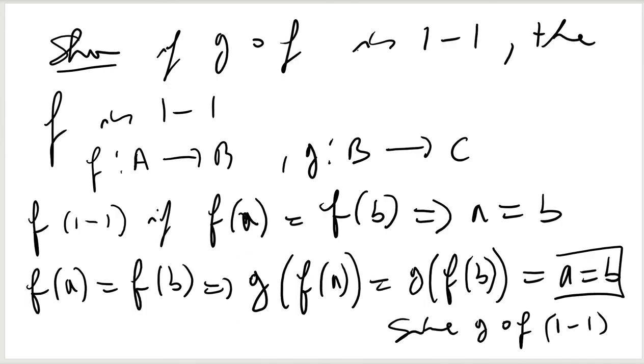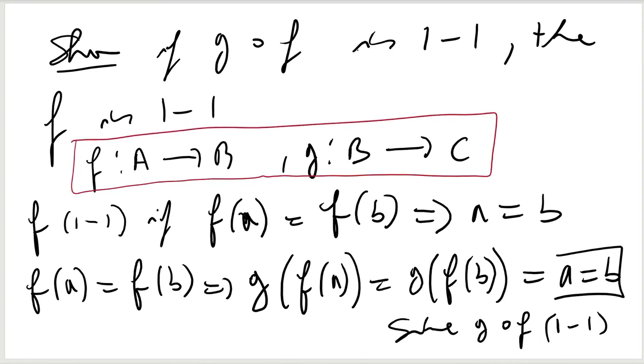Now another example of the composite of functions, where we deal with the one-to-one function. Let's say we have a function f which is defined from the set A to B, and g is defined from the set B to C. The question is, we ask that if g ∘ f is 1 to 1, then f is 1 to 1.